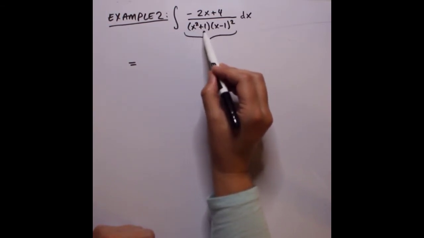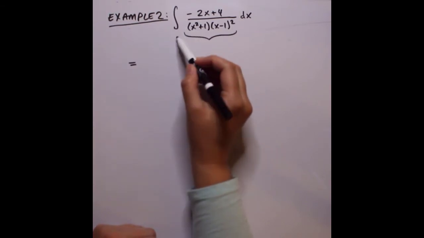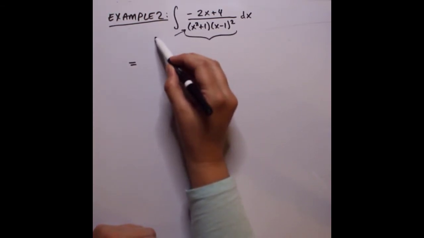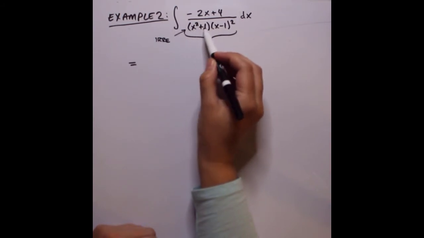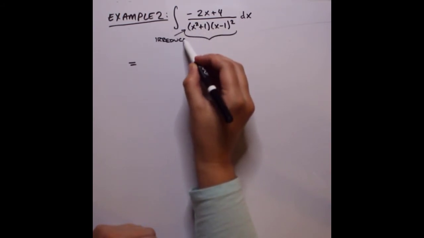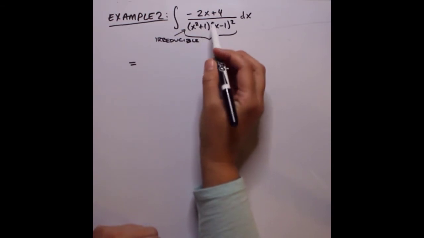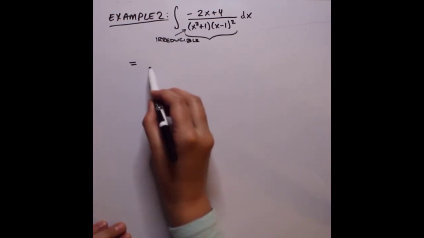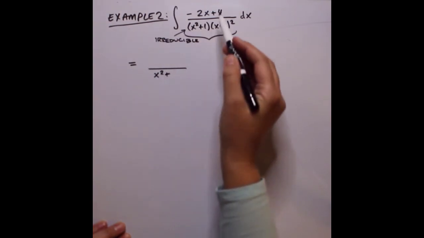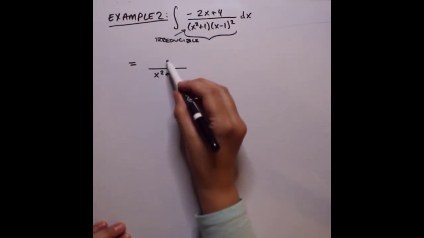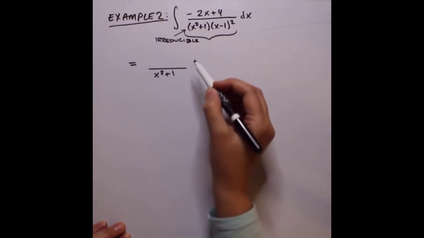This first factor does not break down, so this is considered an irreducible quadratic factor. You can't factor this first x squared plus 1 factor. So it's irreducible, and it's going to stay quadratic in our denominator, which is going to affect how we write our numerator. So our integrand here is going to be broken apart into a fraction over x squared plus 1.